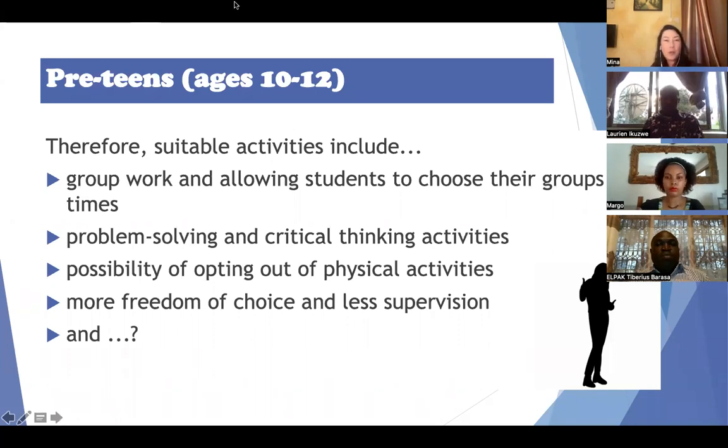At this point, we want to be thinking about ways of giving these students more freedom. Of course, not complete freedom, but chances to make choices on their own, and a little bit less supervision at this age as well. So I'm going to open this up. Those of you who are working with this age group, what do you have to add to this? Either activities or considerations for this age group.